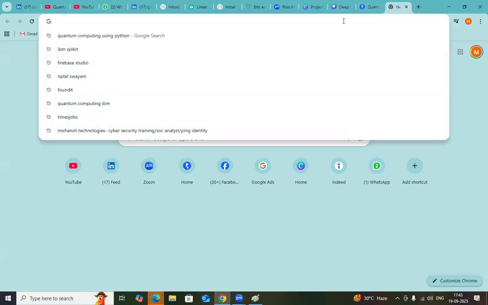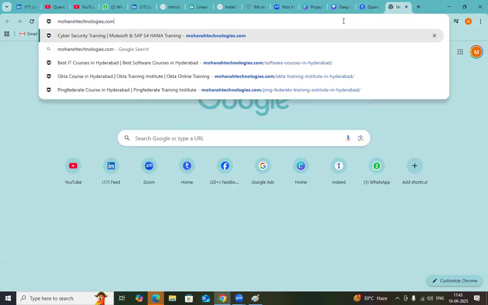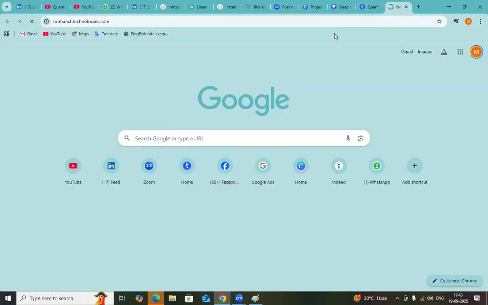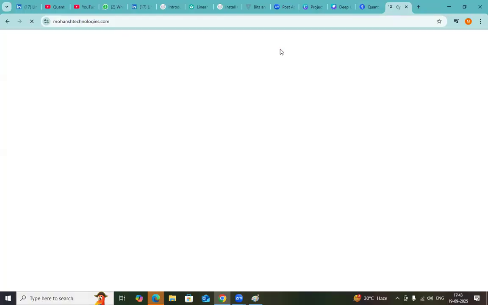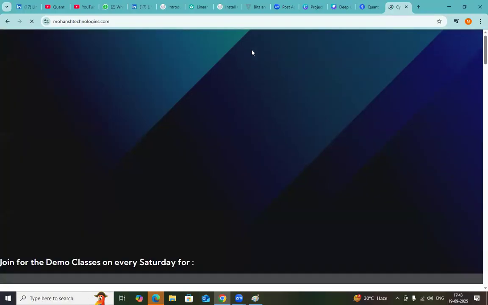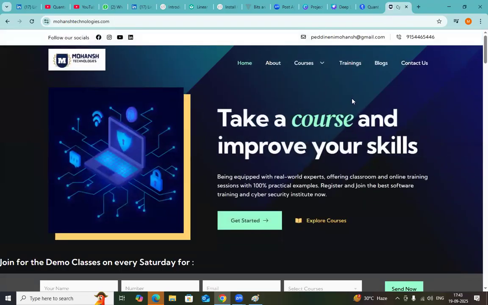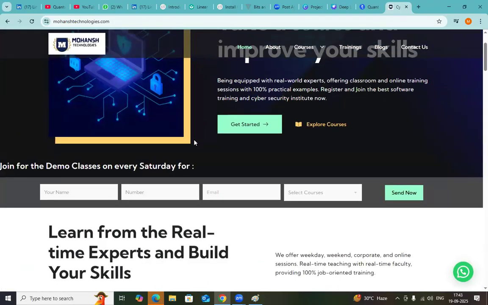If anybody wants to inquire about quantum computing, we are going to start a new batch very soon. You can contact Mohansh Technologies. Just search for Mohansh Technologies, and you will find a contact form that you can fill in. We will notify you when the batch is going to start for quantum computing. The total course will be 45 hours, dedicated 45 hours.